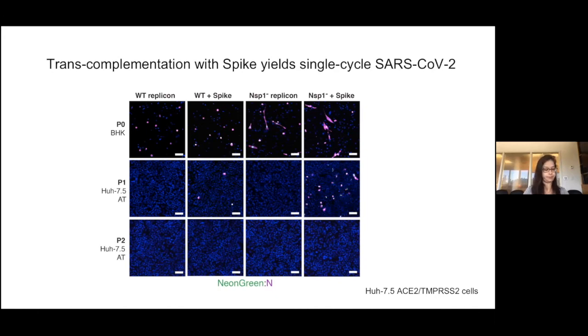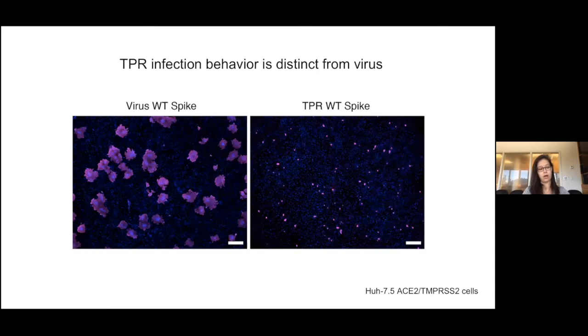Another thing that I want to show you, and this links to the first talk that we heard today, is that if you infect with virus, you really get this syncytia formation that you heard about. But if we're using transpackaged replicons, these recipient cells don't express spike. And so you really get single cells, and you don't get syncytia formation, which is another advantage of using these transpackaged replicons.